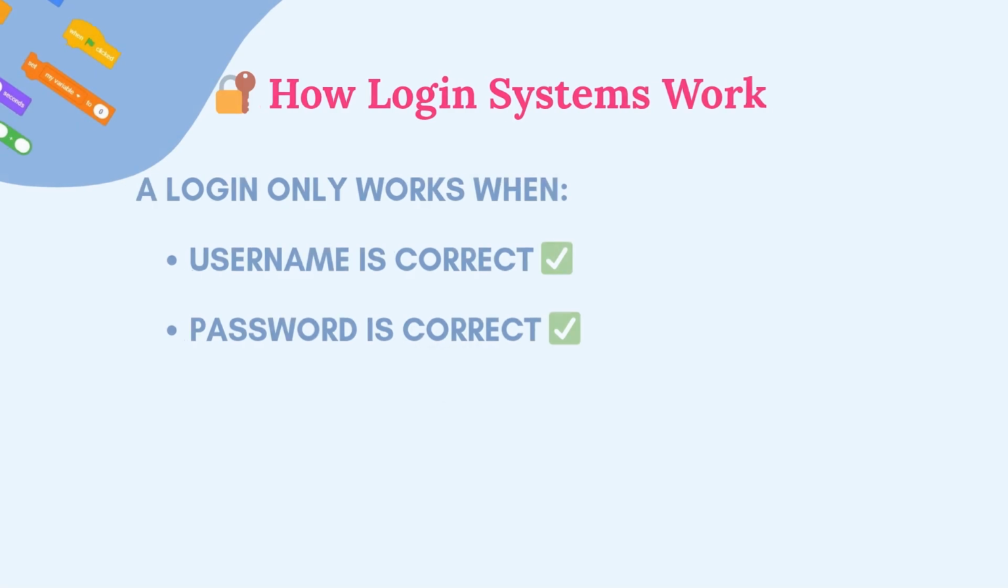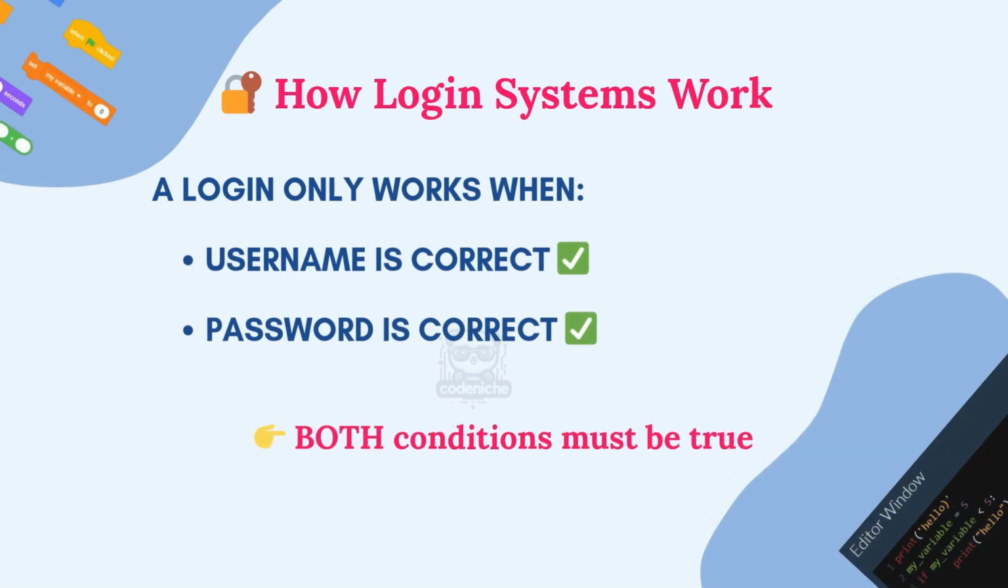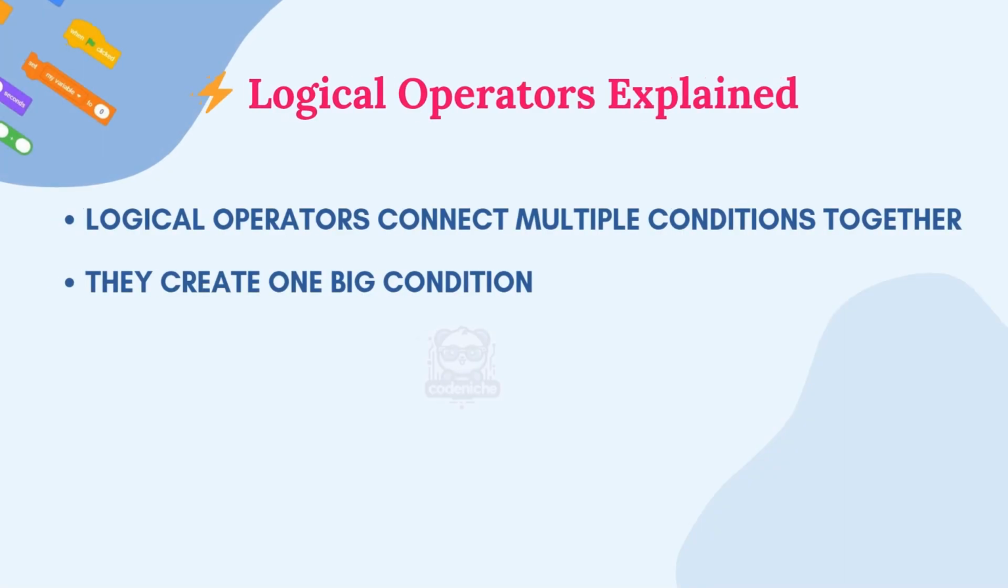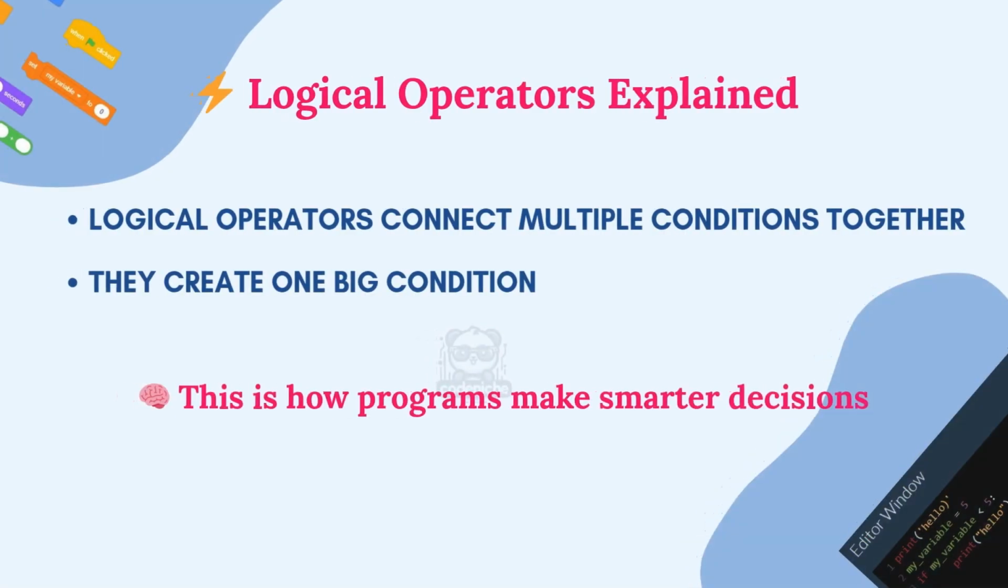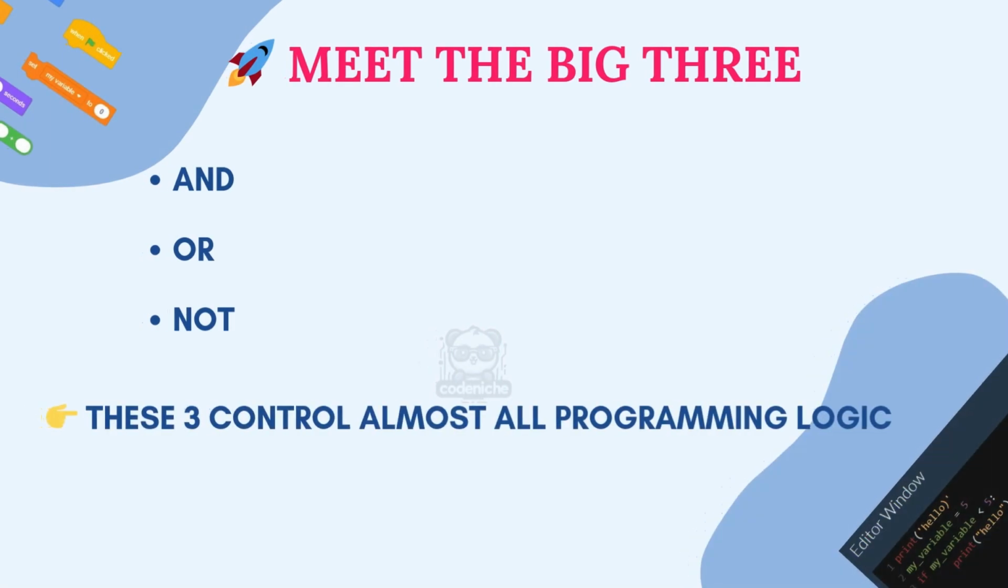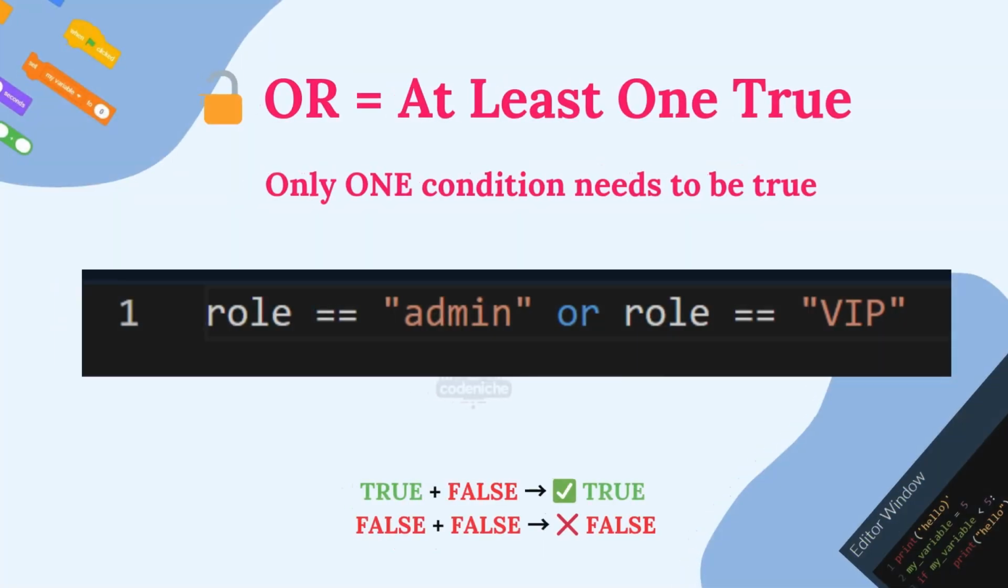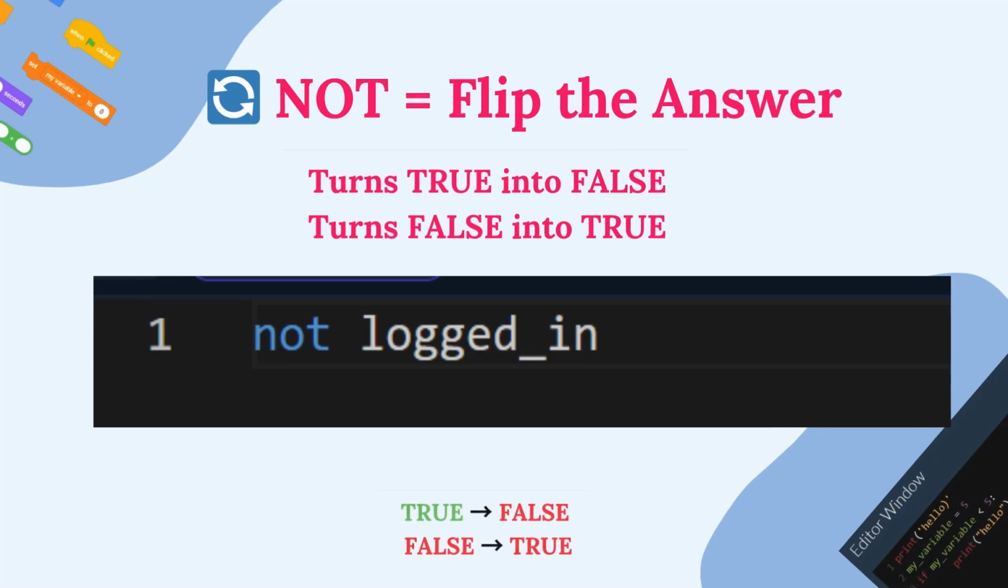We will be building a logic system that will help us understand more about logical operators. So let's begin. Logical operators connect multiple conditions together into a bigger condition. There are three logical operators: and, or, and not. They each answer a simple question: And asks, are both things true? Or asks, is at least one thing true? Not flips the answer: true becomes false and false becomes true.